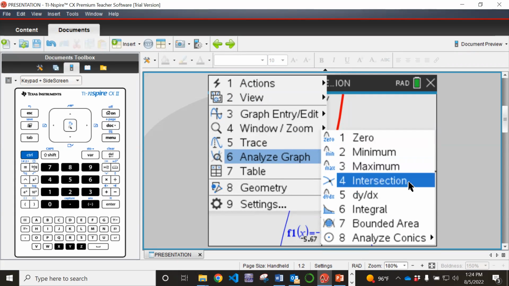So you'll notice there's a lot of features under analyze graph. Maybe you're looking for the zeros of the functions, mins and maxes. And then on the calculus side, you can take the derivative at a point here, and you can do a numerical integral here as well. So I'm going to go ahead and choose the intersections part here.